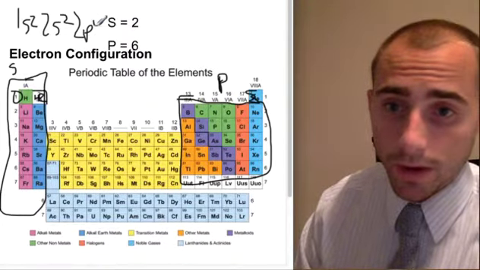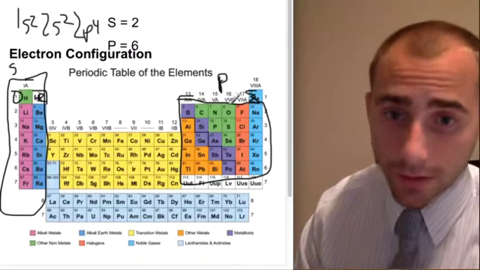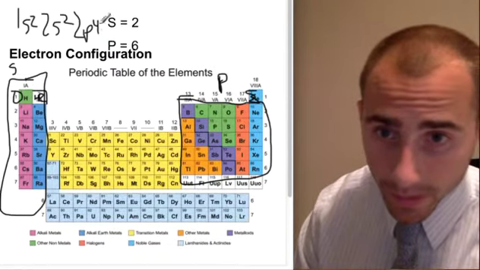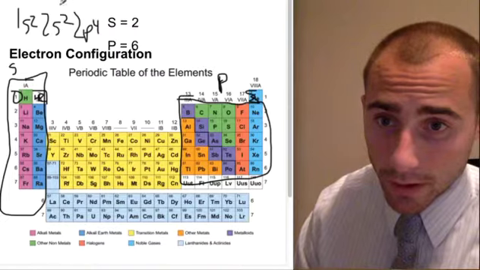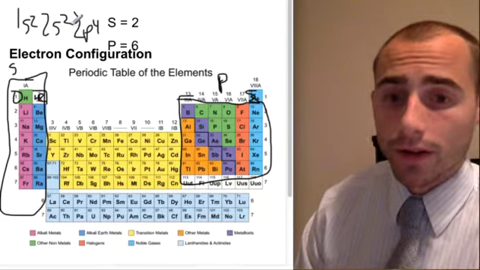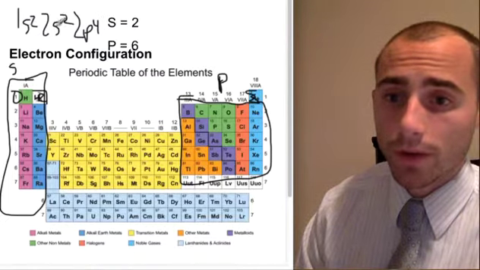Check our work. We need a total of 8 electrons for oxygen. This number always has to match all of these numbers added together. So we have 4, 6, 8, victory. That is our electron configuration for oxygen, 1s2, 2s2, 2p4.